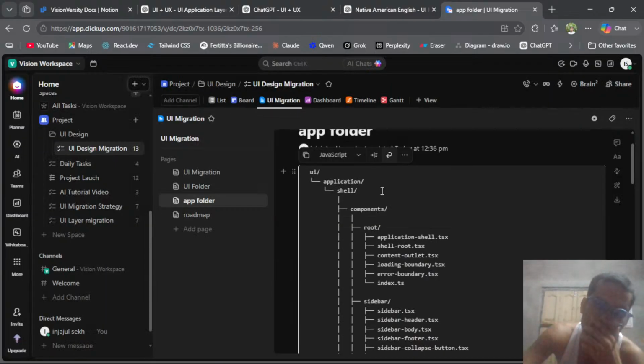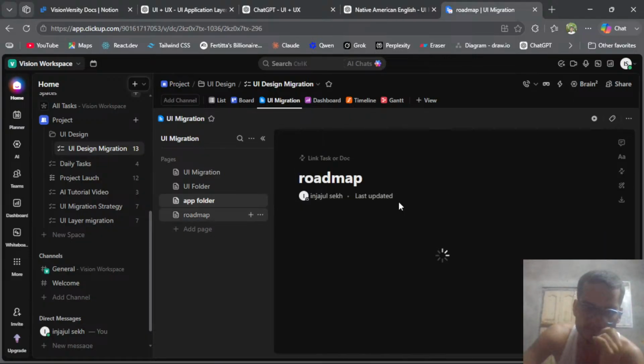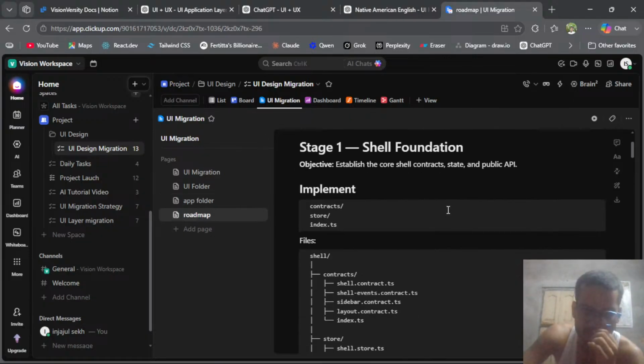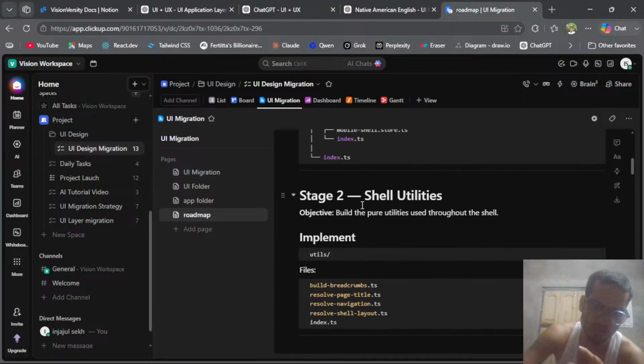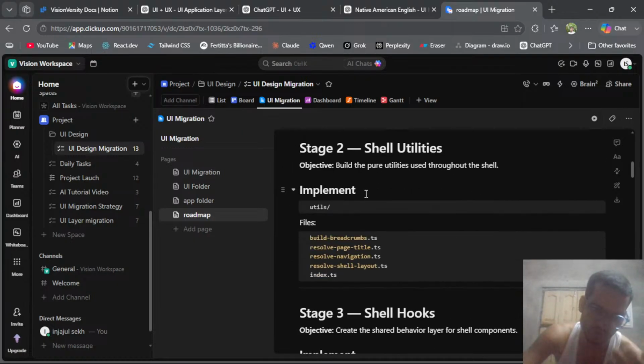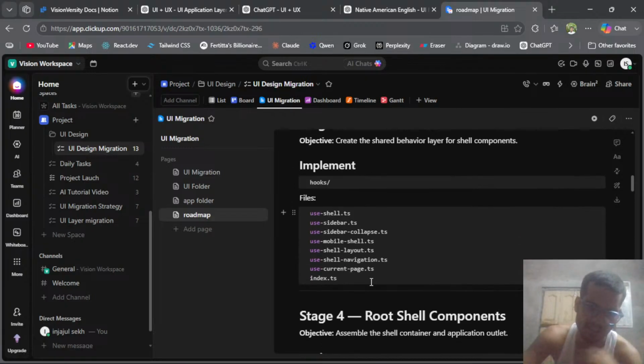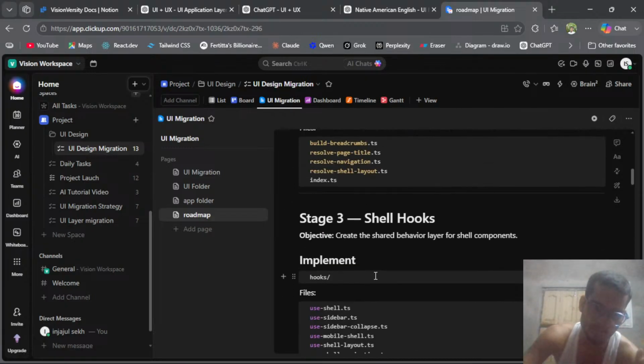So our plan is, this is the plan. The stage one is completed. Stage two is also not completed. So from this stage, we have to create. That's why I shared all those stages, and I asked Claude to create it based on my architecture.